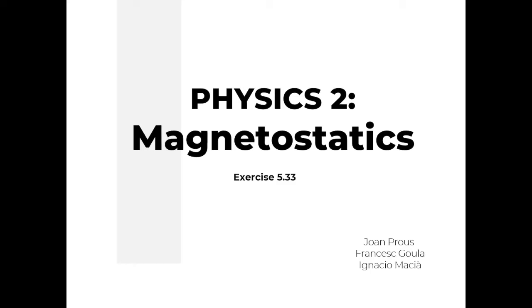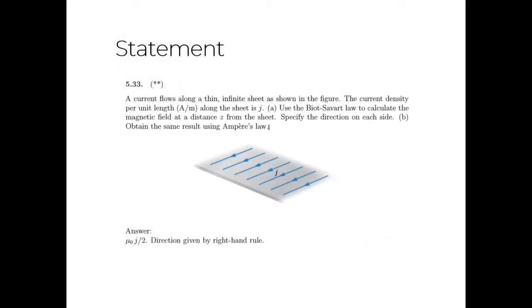Okay, so to start with, we're going to read carefully this statement. We are asked to calculate the magnetic field created by an infinite sheet with a certain current density J at a distance Z from the sheet. Furthermore, this statement does explicitly ask for a demonstration using both Biot-Savart and Ampere's law. Finally, we're asked for the direction of the field on both sides of the sheet. Once we know what our goal is, we can start working on the assignment.